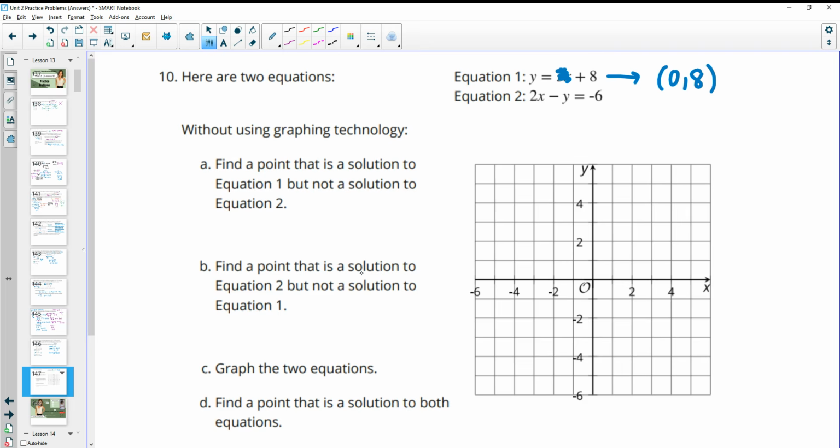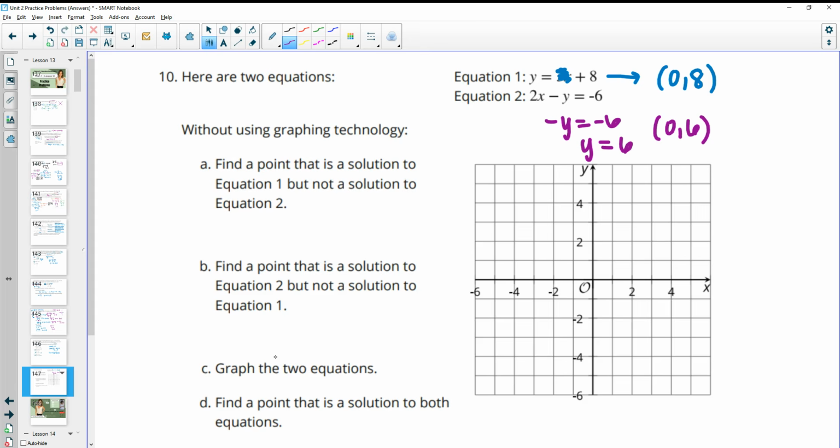And then it wants us to find a solution to equation 2 that's not a solution to 1. So maybe we'll just do the same thing. I'll plug in 0 for x. So if I plug in 0 for x, we get -y equals -6. So then divide by -1 and we get y equals 6. So this one, the point (0, 6) is a solution, which obviously isn't a solution to the first one because when we plug 0 in, we get 8.